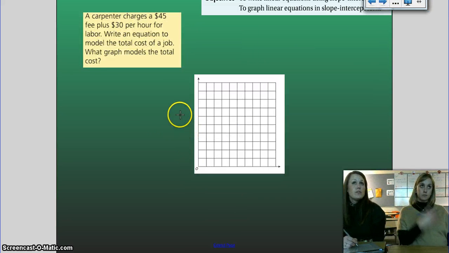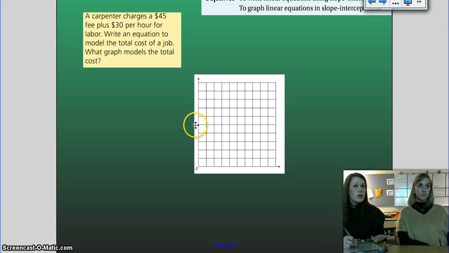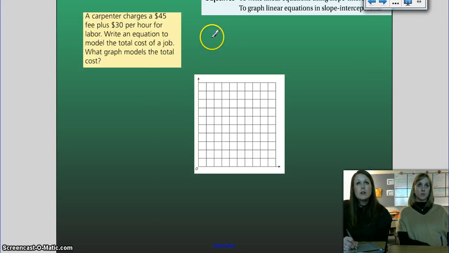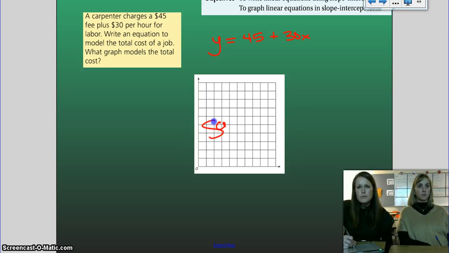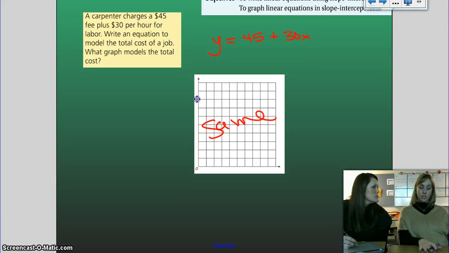A carpenter charges a $45 fee plus $30 an hour for labor. Write an equation to model the total cost and what graph matches. It's really the same thing, guys. So if I call the carpenter, y equals, hey carpenter, come over. It's going to be $45 plus $30 each hour. We're doing the exact same thing. Get the intervals along the bottom and the side that make sense for the situation. So don't jump up to 30 all of a sudden.